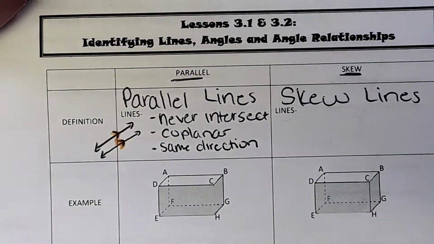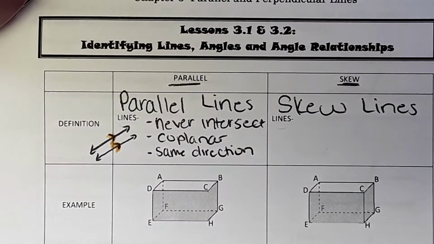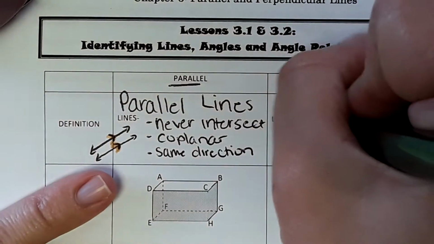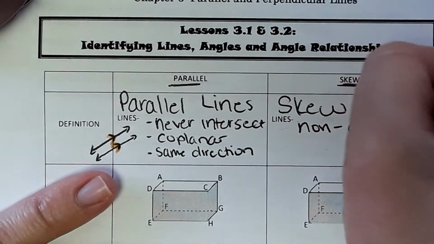So you might have one line going this way, and then you have another line going this way. They aren't going the same direction, but because they're on different planes, they never intersect. That's what skew lines are. You could even have this angled, and again, it would never really intersect with this line, and that's what skew lines are. So by definition, they are non-coplanar. They aren't on the same plane.